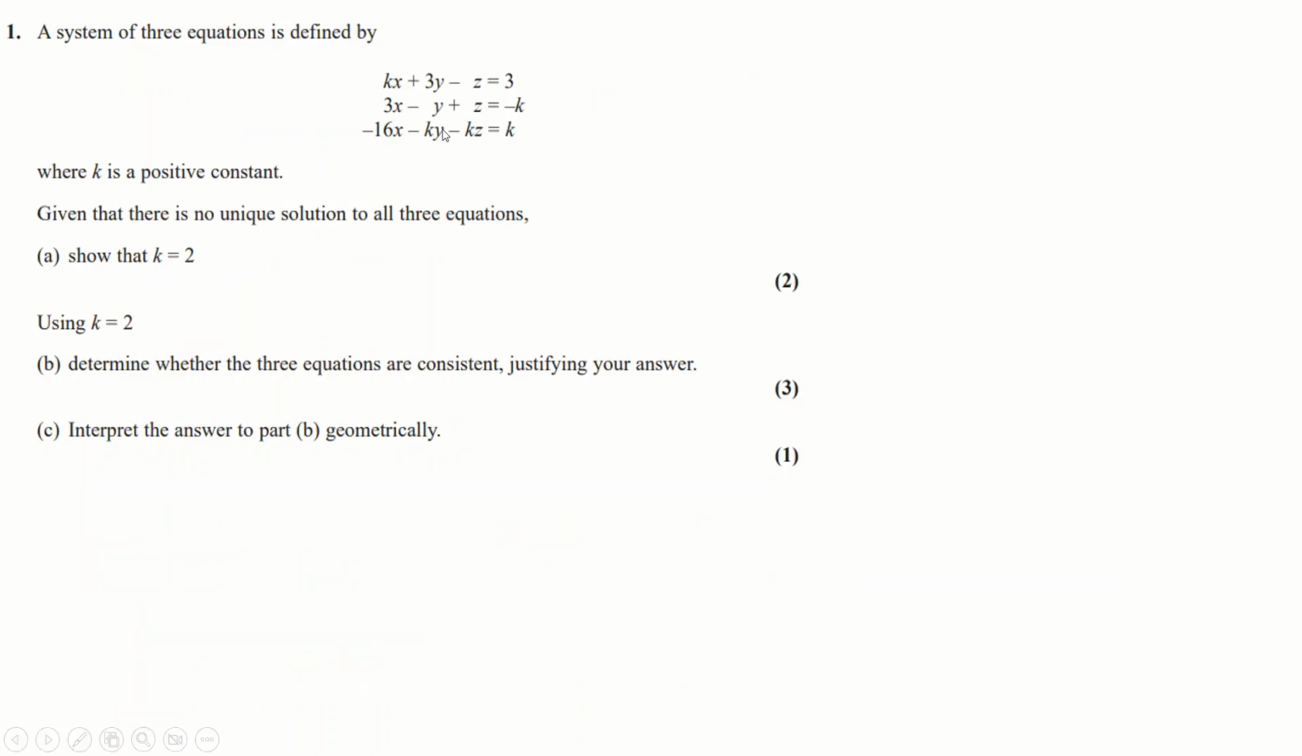So we first got this kind of matrix question here. Let's write out what this is as a matrix, which is this. And apparently we have no unique solution, which means that this matrix must have a determinant of 0. So let's find the determinant of this and set it to 0.